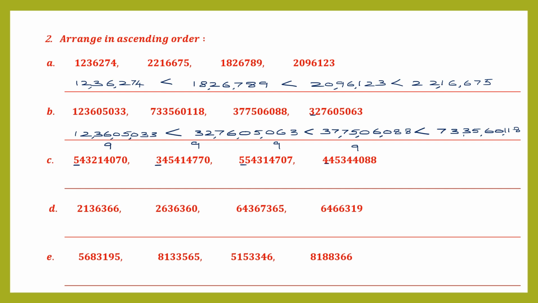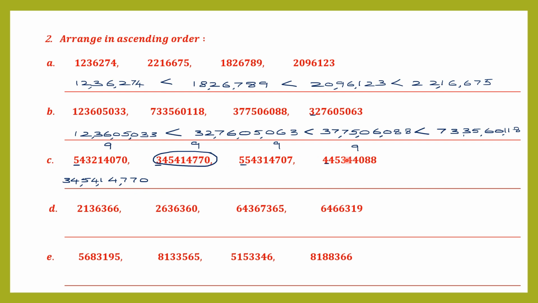Which is the smallest? 3 is the smallest. So let's write that number first. So that is 3, 4, 5, 4, 14770. Place your commas and now read: 34 crore 54 lakh 14,770. So this number is over.